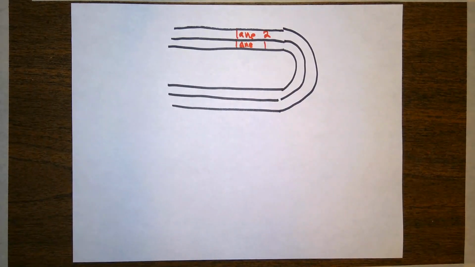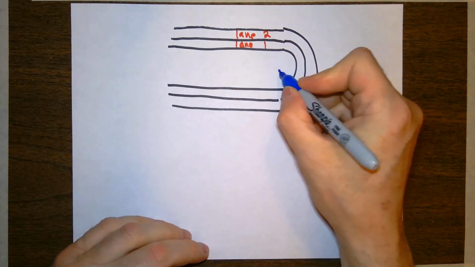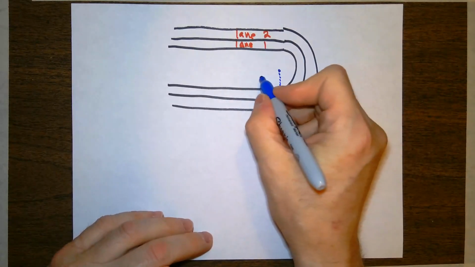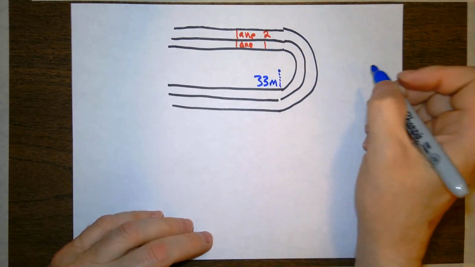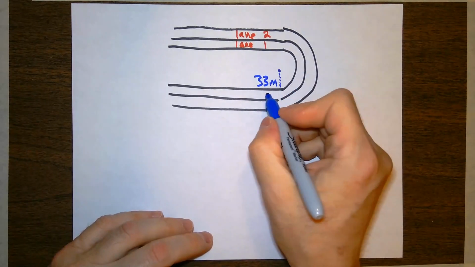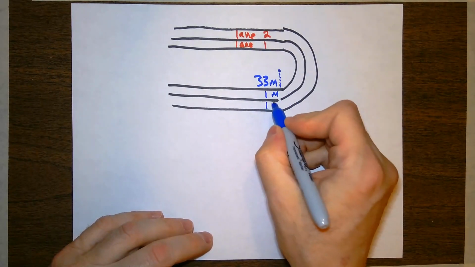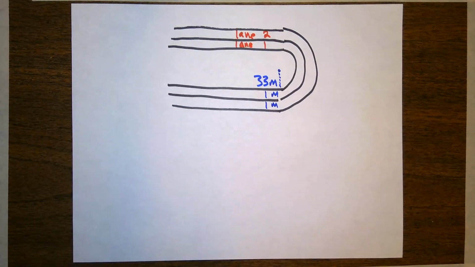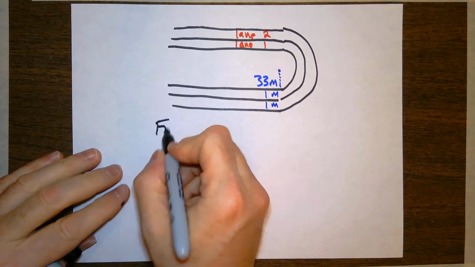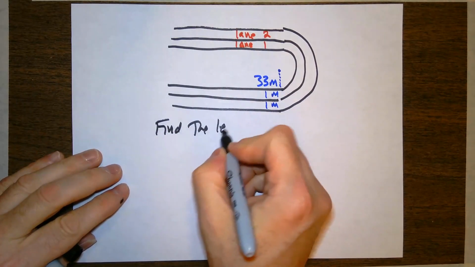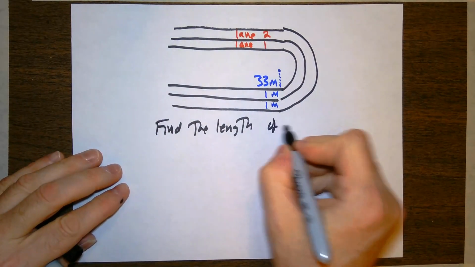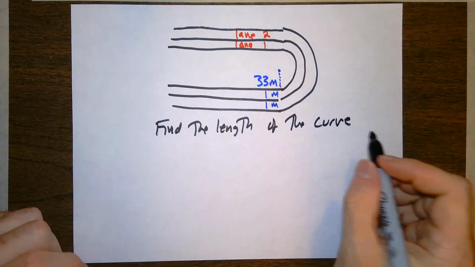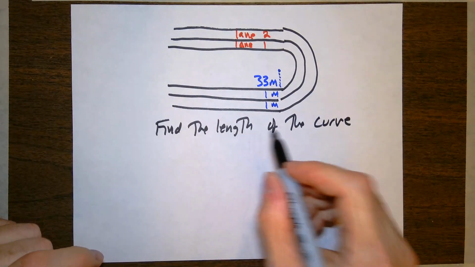Well, if we take a look at the radiuses, so if I take a look at the radius from the center of this arc to here, and let's say this radius is 33 meters. And then each of the lanes are 1 meter in length. So if I want to find the length of the curve, let's take a look at each one of them. We're going to do lane 1 and lane 2.